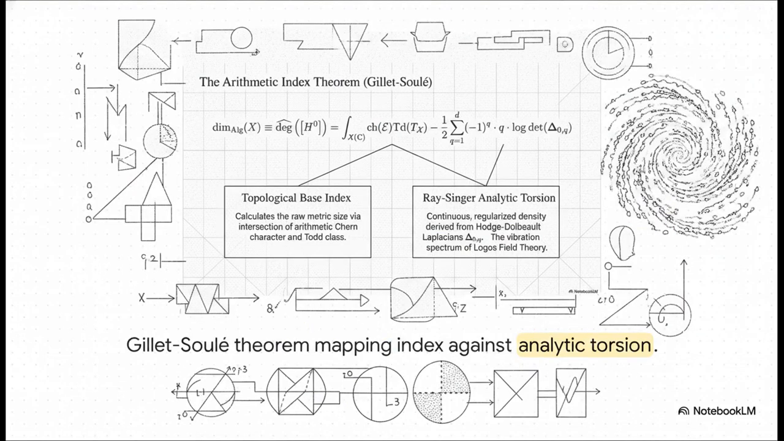What is really fascinating here is the Gillet-Soulé theorem. Look at that subtraction term on the far right of the integral. That's the analytic torsion form. It proves that the size of the cycle space isn't just some arbitrary integer. That term is actively counting the vibration spectrum of the Langlands field theory, acting as a crucial regularizing density.